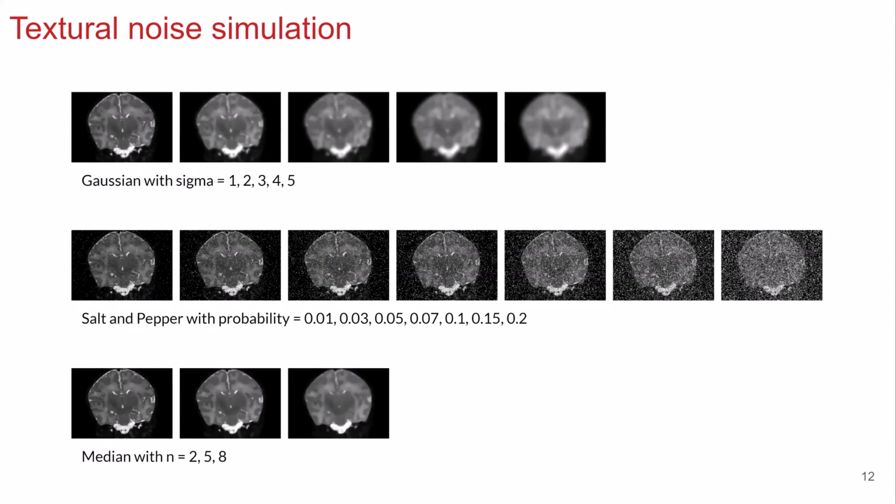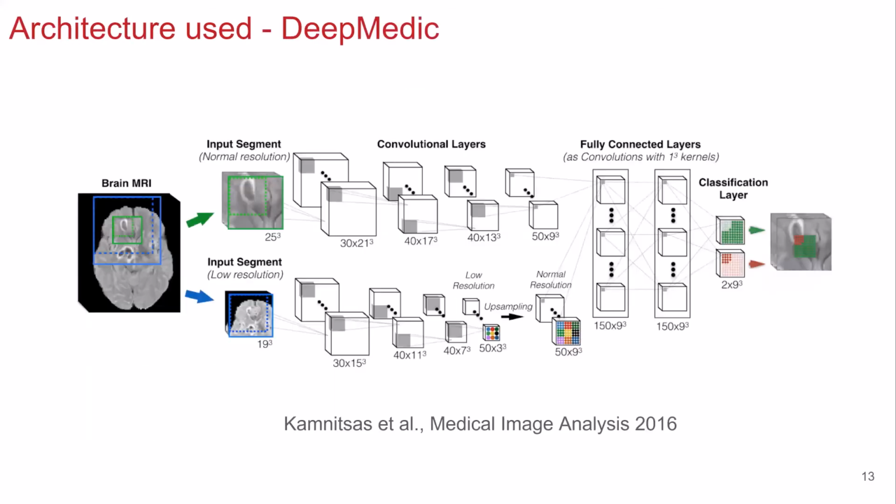All images from the dataset were normalized before applying any filtering on them. 5 Gaussian filter images with sigmas 1, 2, 3, 4, and 5, 7 salt and pepper filtered images with probabilities 0.01, 0.03, 0.05, 0.07, 0.1, 0.15, and 0.2, and 3 median filtered images with n of 2, 5, and 8 were created for the experiment. The segmentation network architecture used in this experiment is based on DeepMedic, an open source 3D framework with multiple convolution pathways, which was originally built for brain lesion segmentation tasks.